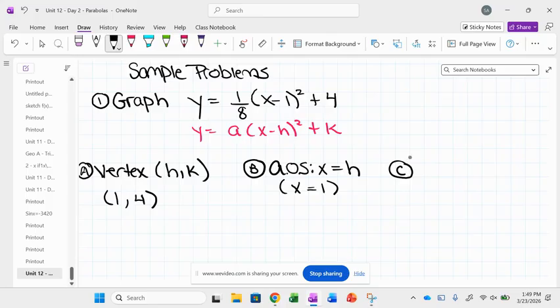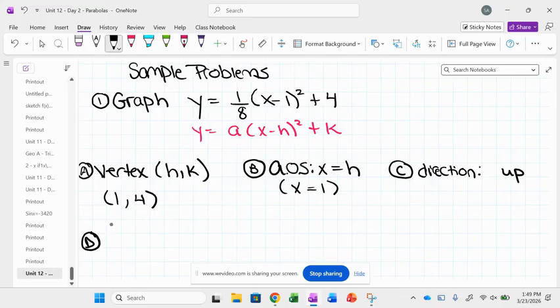Next, let's go through the direction of the opening. We'll do all the easy stuff first. And because A is positive, what does that mean? It's opening up. Okay, so up until this point, this is everything we've already known, right? The vertex, the axis of symmetry, the direction of the opening. Are we ready for the new stuff?